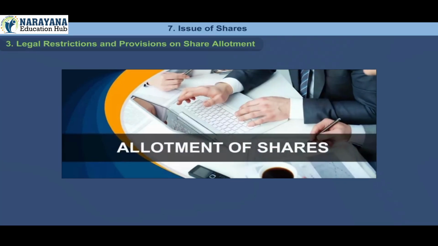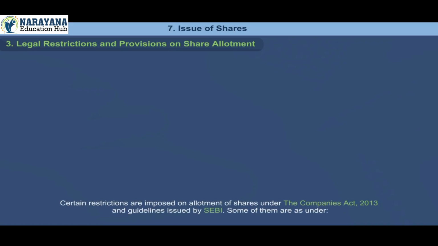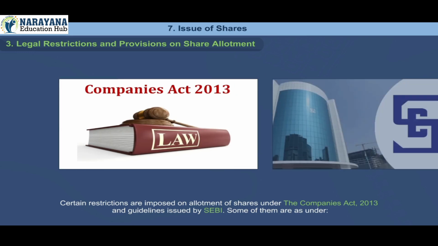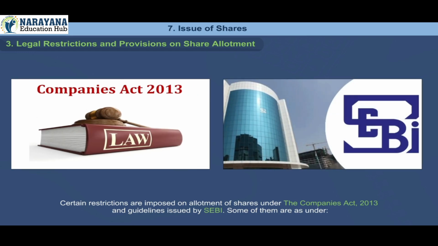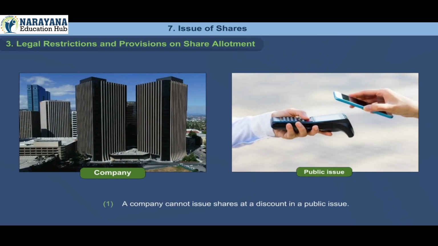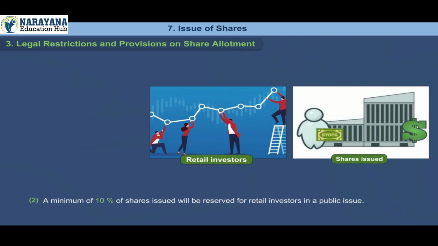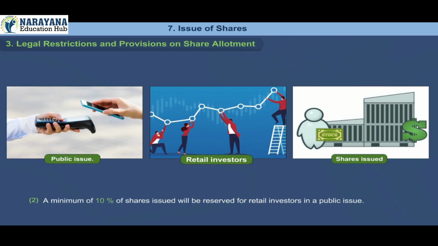3. Legal restrictions and provisions on share allotment. Certain restrictions are imposed on allotment of shares under the Companies Act 2013 and guidelines issued by SEBI. Some of them are as under. 1. A company cannot issue shares at a discount in a public issue. 2. A minimum of 10% of shares issued will be reserved for retail investors in a public issue.